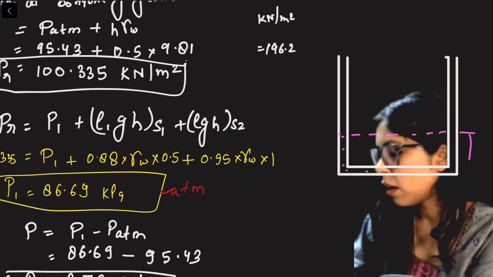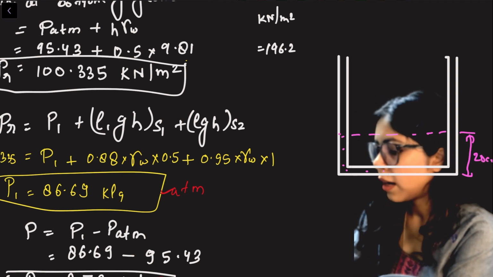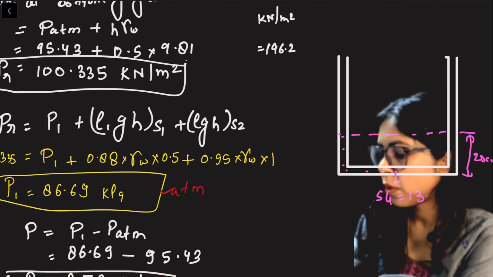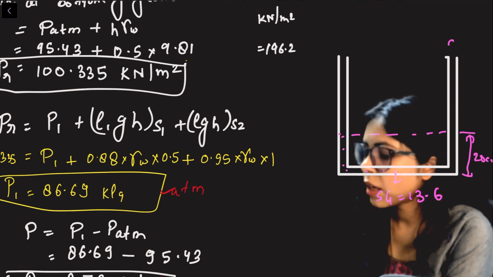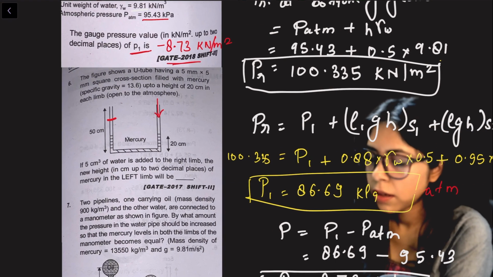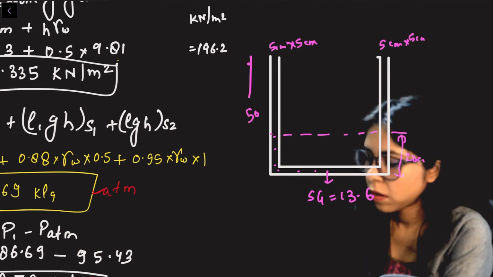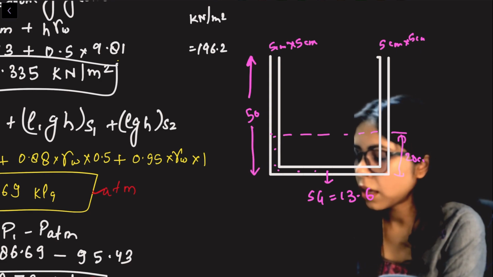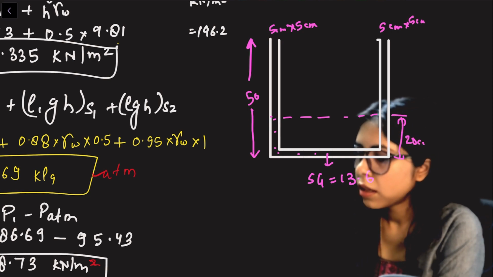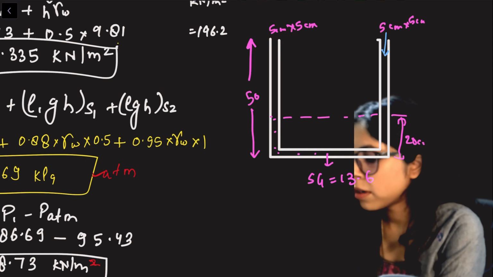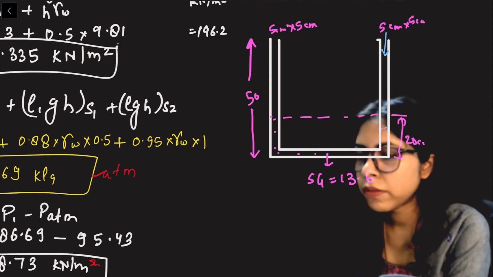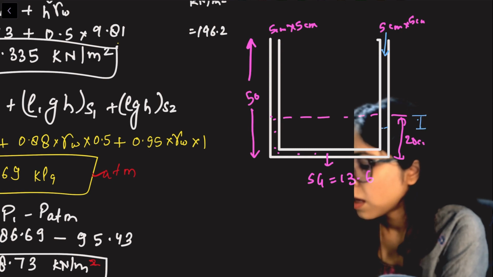Mercury has a specific gravity of 13.6. Now the cross section of each limb is 5 centimeter by 5 centimeter, and the total limb height is 50 centimeter. Now if they put water in this, there will be some change. They are putting water from the right limb, so there will be some change in the mercury level, which will go down. How much it will go down we don't know. Let's say it goes down till x.